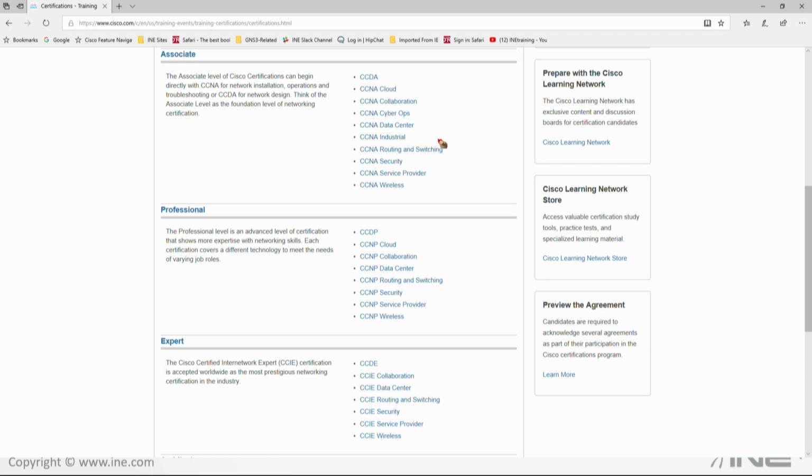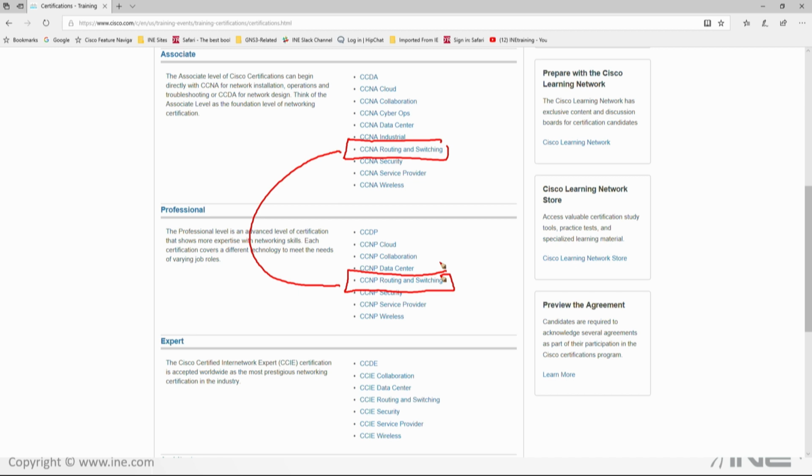So you've got your CCNA routing and switching, and then you're going to want to get your CCNP in routing and switching. So certification-wise, that's the minimum level of certification you're going to want to get. CCNA and CCNP in routing and switching. Now, if you want to get more above and beyond that, go for it. But that's the minimum you want to do.